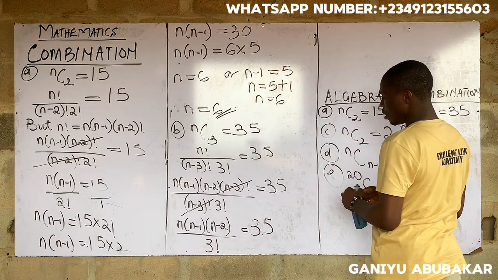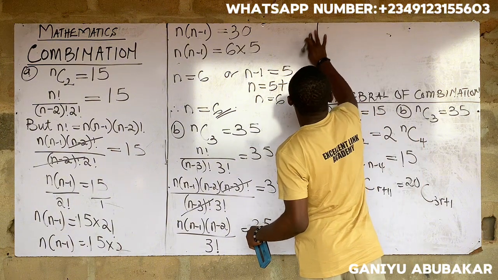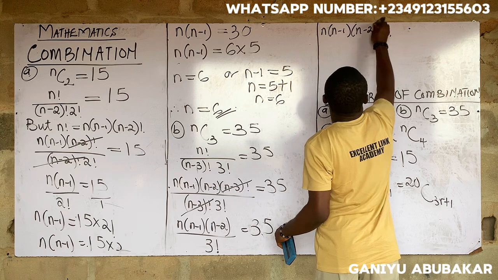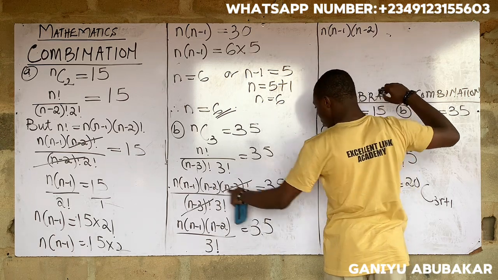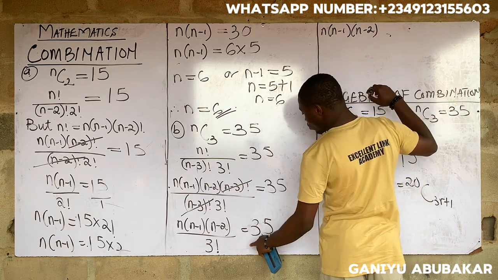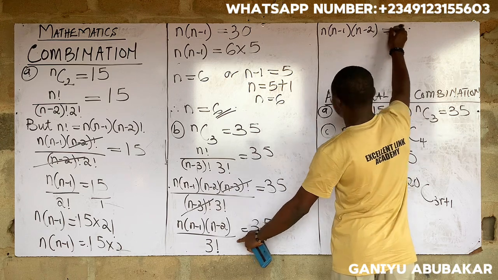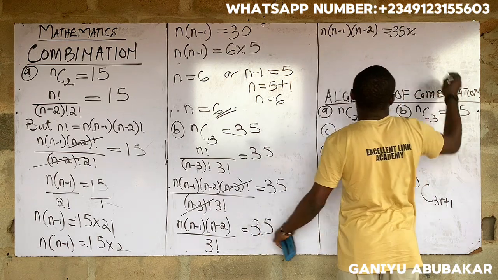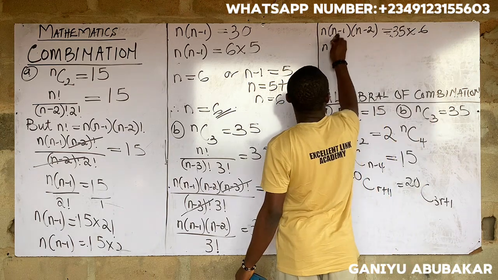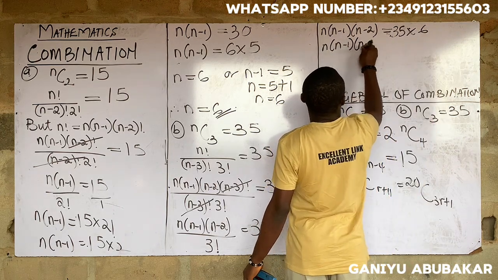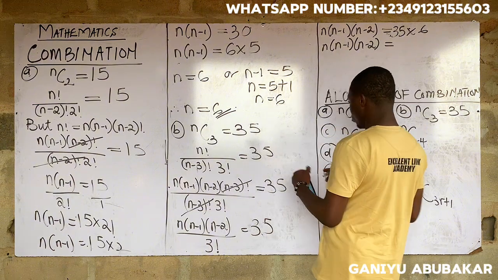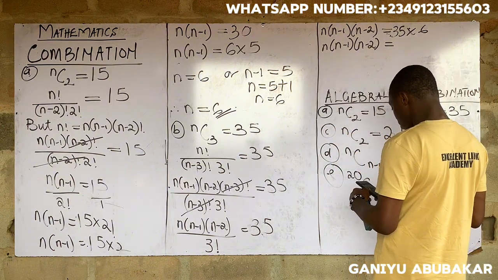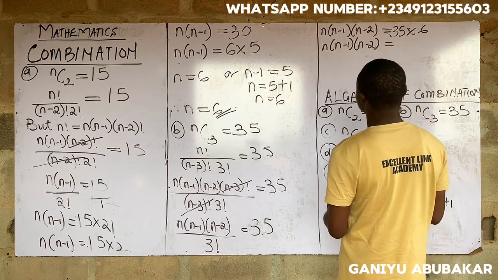So from there I'll have my value as n into n minus 1, n minus 2, all of it, is equal to what? 35 times what? 3 factorial is of course 6. So I have n into n minus 1, n minus 2 equal to 35 times 6. 35 times 6 gives 210.